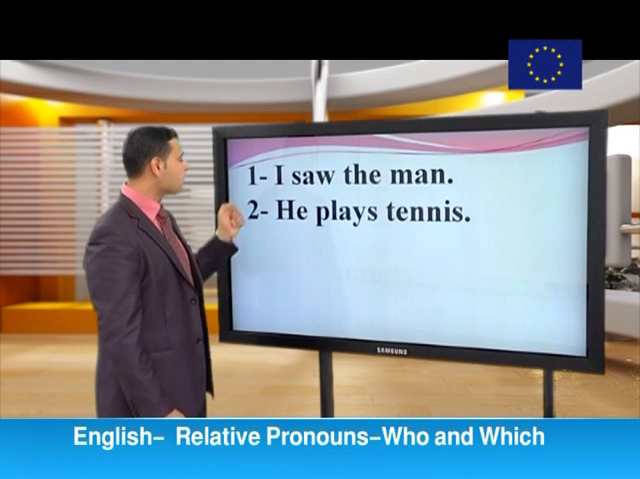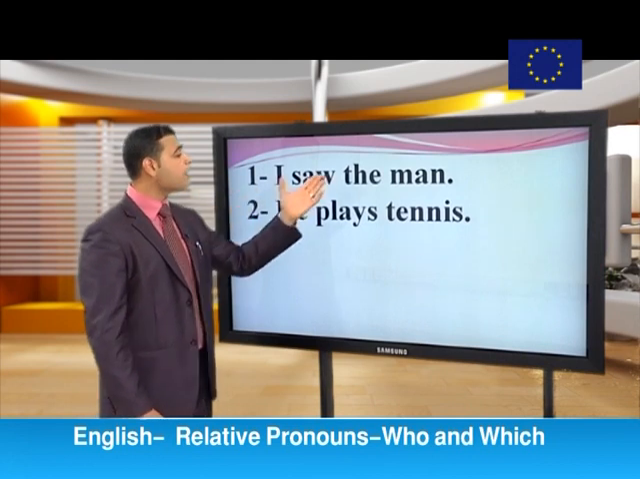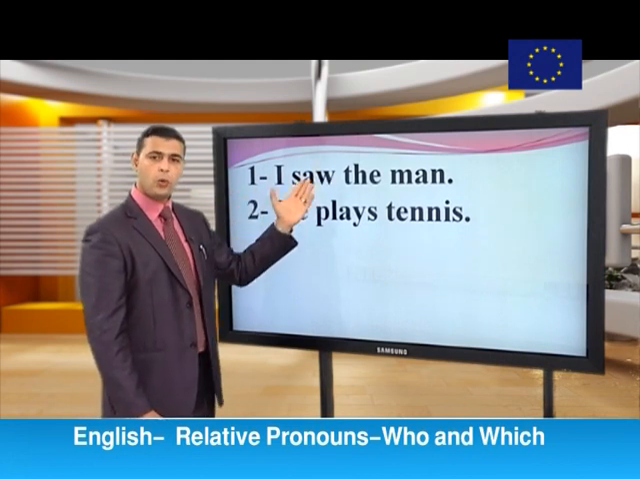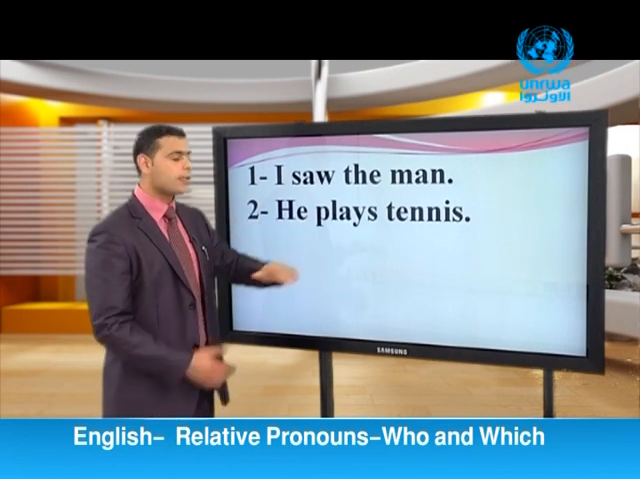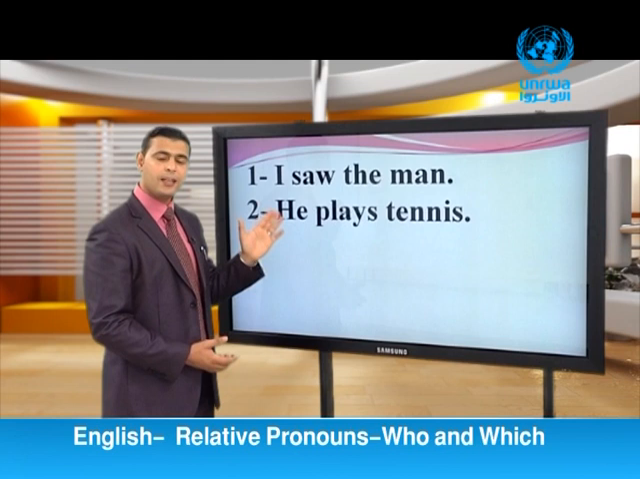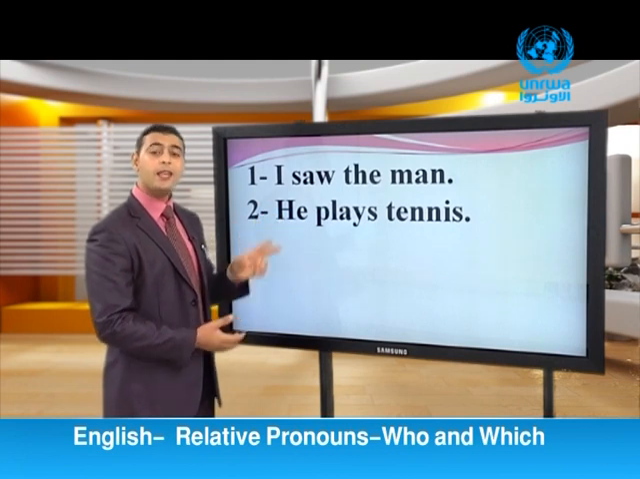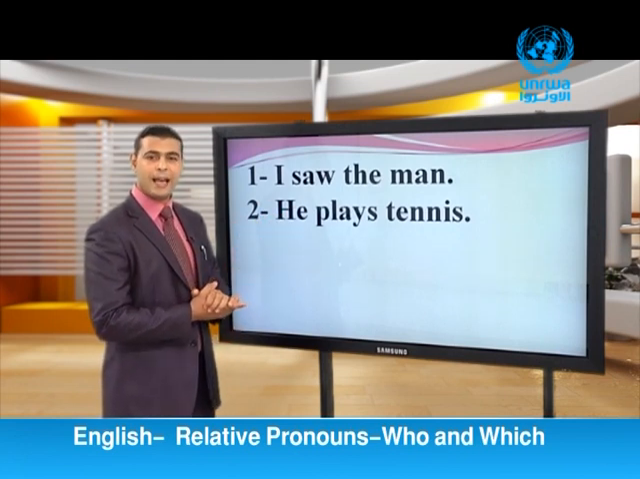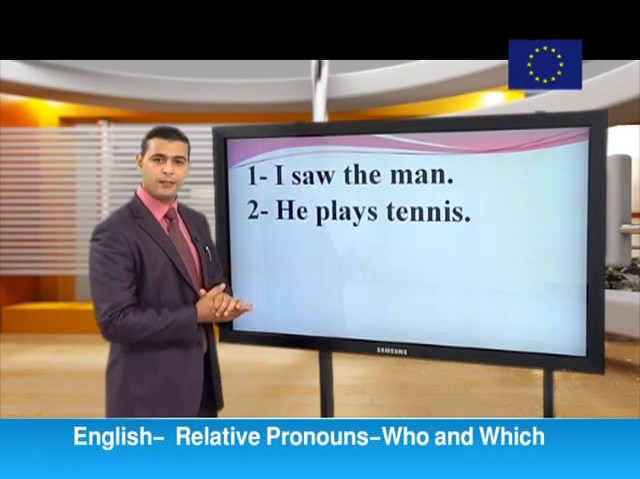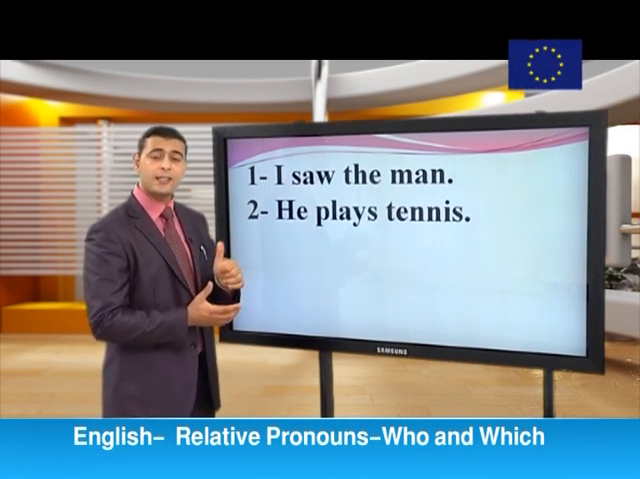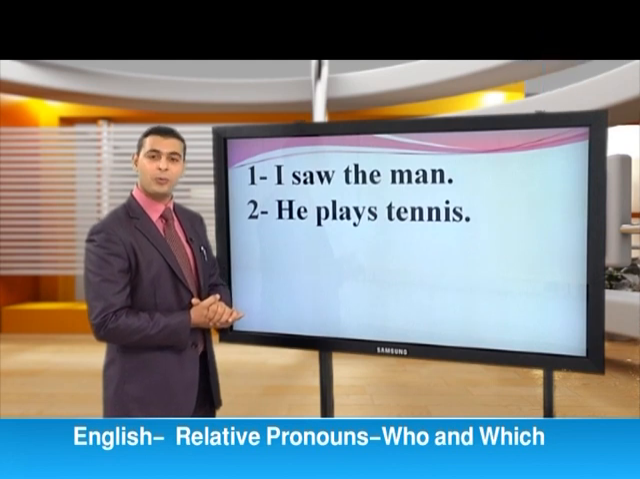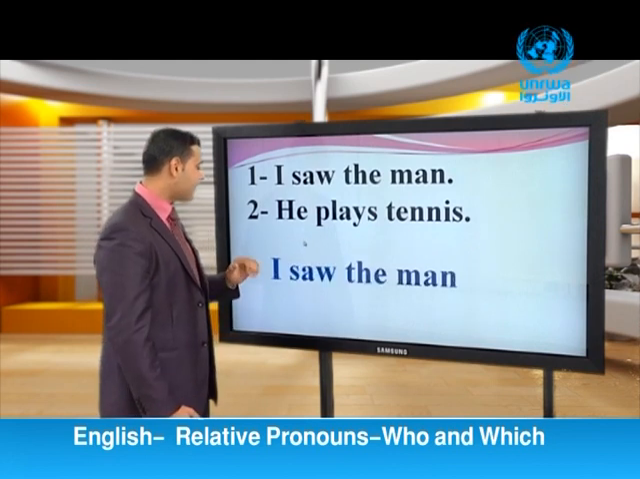Let's see the first two sentences. I saw the man. Sentence number 2. He plays tennis. These are two separate sentences. Our target here is to join these two sentences into one sentence by using the relative pronoun who.